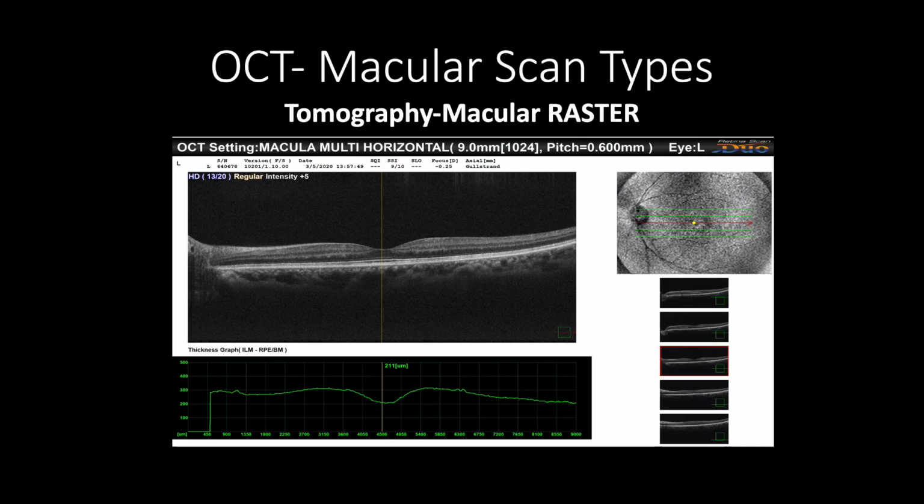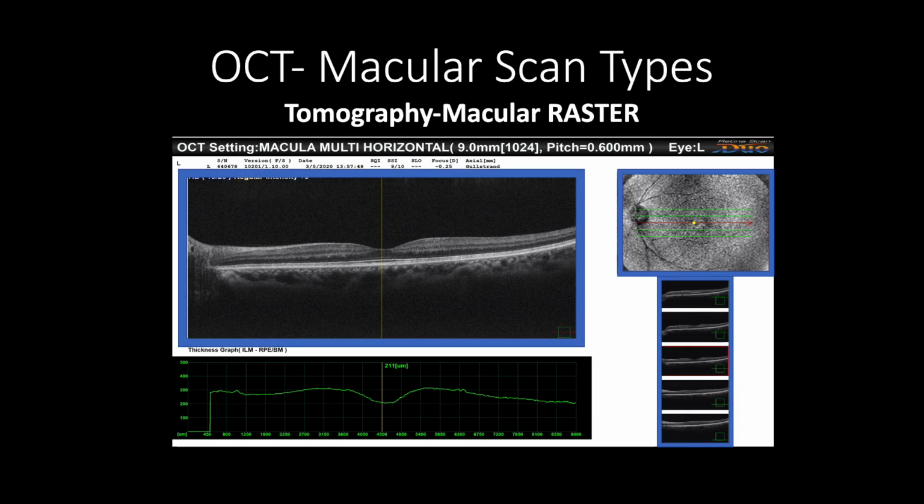Raster scan is multiple line scans parallel to each other in the horizontal or vertical plane. The number, spacing, and length of the line scans can be adjusted depending on software capabilities. Raster scan is one of the most essential OCT scans to study macular pathology at different levels.